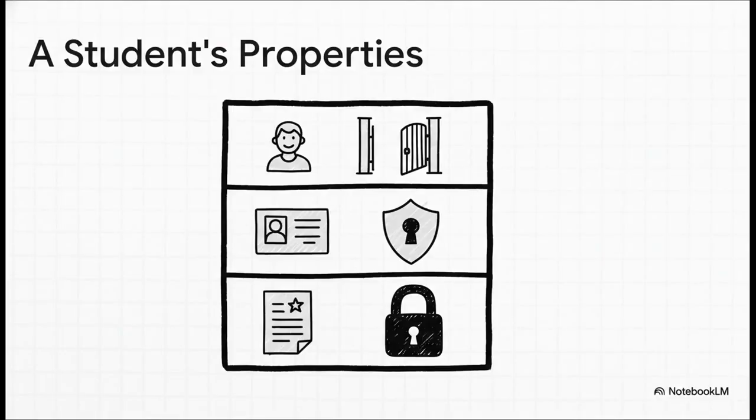Their name? That's public. We want other systems to be able to see who the student is. Their student ID, though, maybe that's protected. That way, closely related systems, like the library or housing, can access it, but it's not just out there for everyone. And most importantly, their grades are private. The only way a grade can be changed is by using a controlled, secure function inside the student object itself. No one can just reach in and change it.